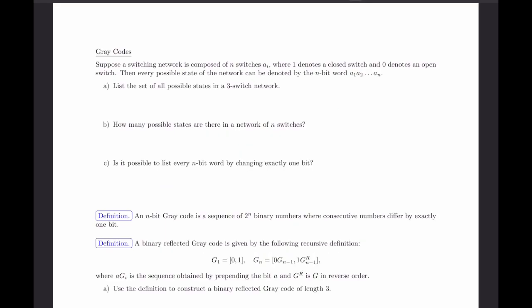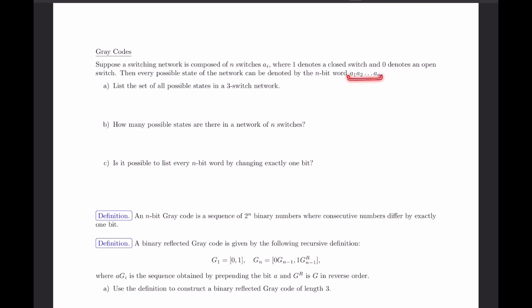We will now switch to talk about something that seems completely irrelevant, and then we will show what the connections are between the so-called Gray codes and what we've previously talked about, Euler and Hamiltonian paths. So for Gray codes, we're going to start by thinking about a switching network. Back in the early days of the course, we talked about those. You're thinking of n switches in this case, and the switches are going to be denoted by a_i.